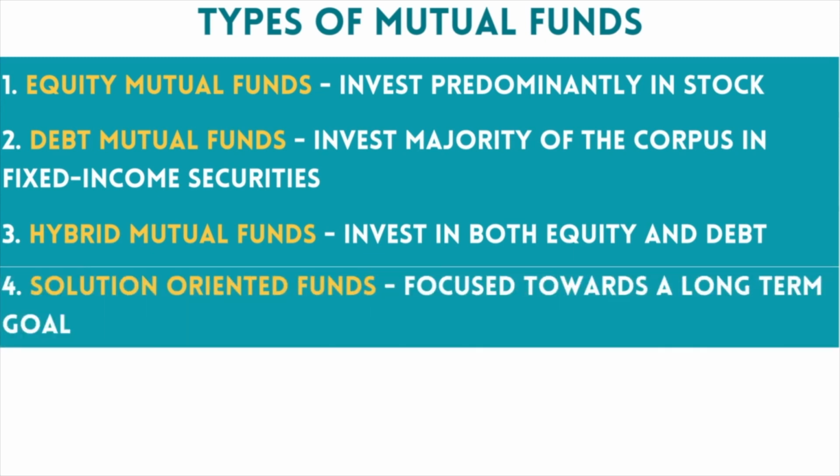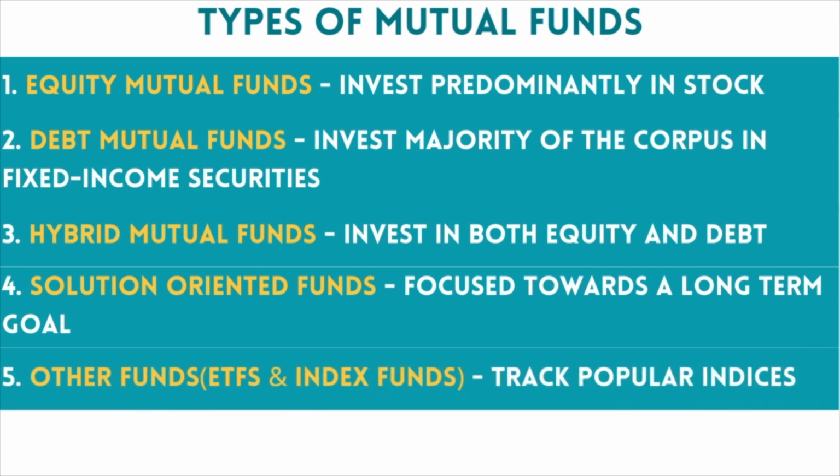Number 4, solution-oriented funds. These funds are focused towards a long-term goal, whether it's planning your retirement or your child's education, etc. These schemes are further divided into equity, debt, or hybrid to suit your investment goal. And lastly, other funds such as index funds or ETFs. These funds track popular indices such as Nifty 50, Sensex 100, etc. These are less risky as they closely follow the index, but returns are modest. Under each of these 5 categories, you can then choose funds that suit your risk profile and your investment goal.